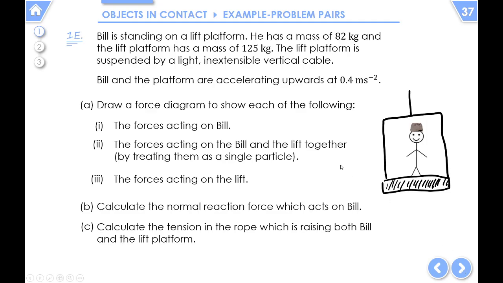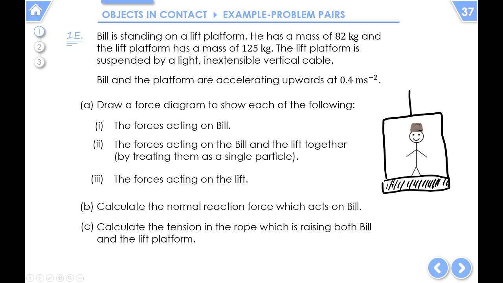We had a look at that diagram last time. What I'd like to do to start with, you've hopefully met the normal contact or normal reaction force before, is have a go at just part A on here. It doesn't matter if you get it wrong. Most people will get one of these three parts wrong the first time they try them, but you'll hopefully learn from your mistakes.